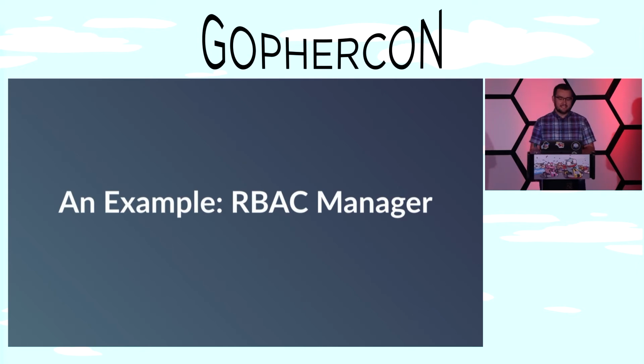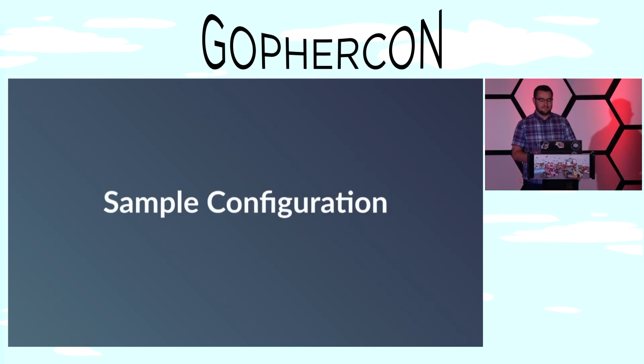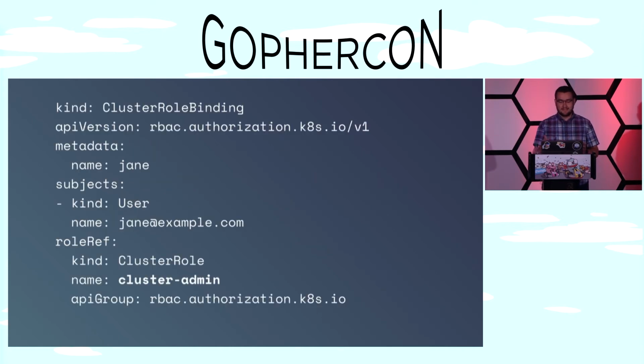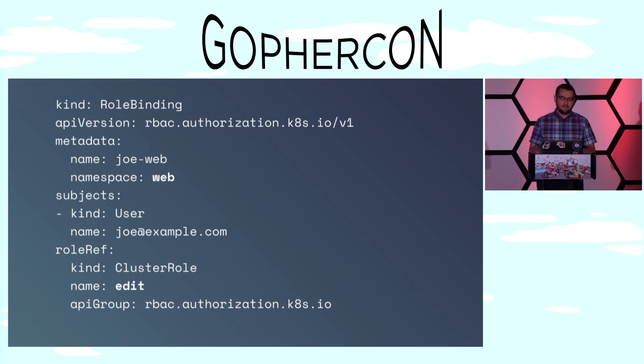So to try and understand what's happening here, let's look at some sample configuration. In this case, we've got a very simple example. We've got Jane, who should have full admin access across everything, and we've got Joe, who should be able to edit the web namespace and view the API namespace. And even this simple example turns into, well, a lot of YAML. So we need a cluster role binding for Jane. This gives her full access. And then we need a role binding for Joe to give him access to web, and another role binding for Joe to give him access to API.